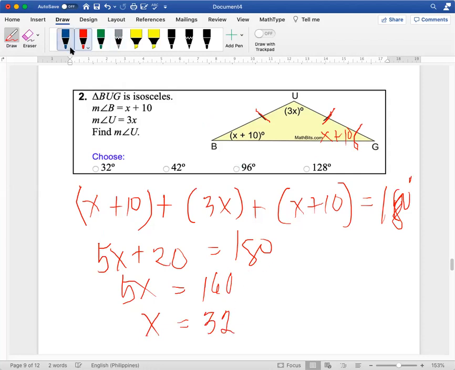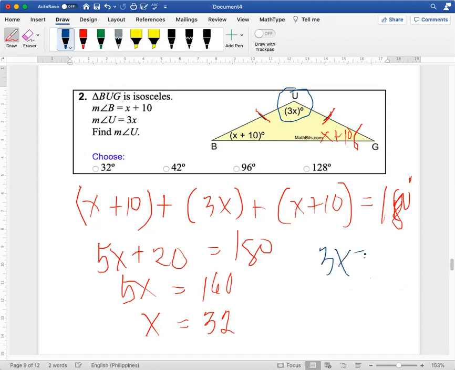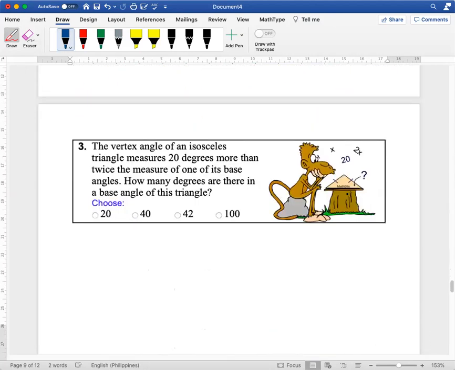However, we're looking for the value of angle U, which is 3x. So we're just going to multiply x by 3. So that's 3 times 32. So 3x is equal to 3 times 32, which is equal to 96. So 96 is the correct answer. I hope we got the same answer. Okay, and let's go to item number 3.